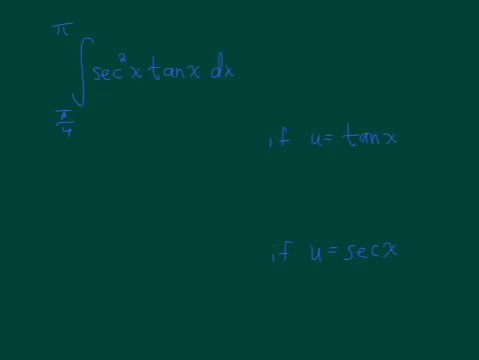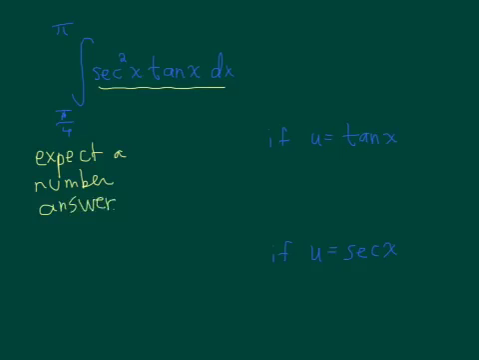Here we're going to work on rewriting an integral using 2 possible u subs. This expression is given. Notice we have boundaries, so I would expect there to be a numerical answer. And how will we find it? Well, let's look at 2 possible approaches. If u is tangent of x, then it's always important to think about du. Du would be secant squared of x. Wonderful. And that's wonderful because we see that in the expression.